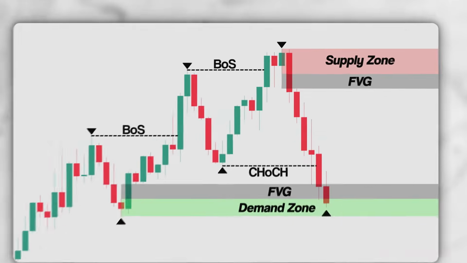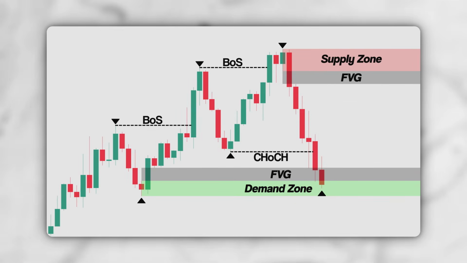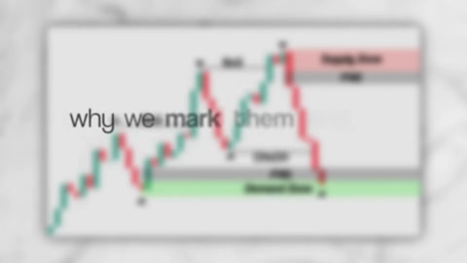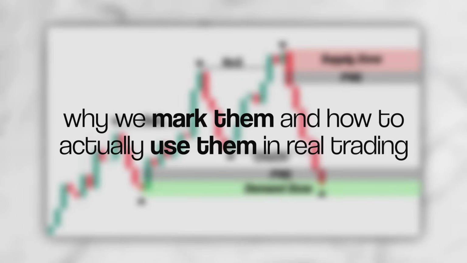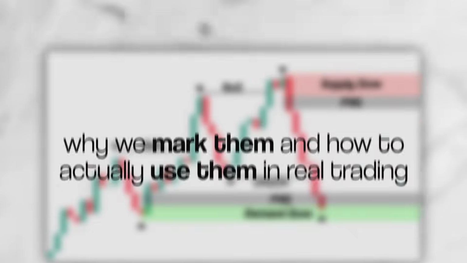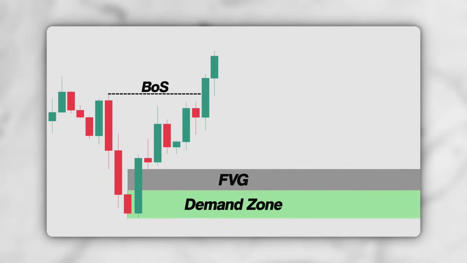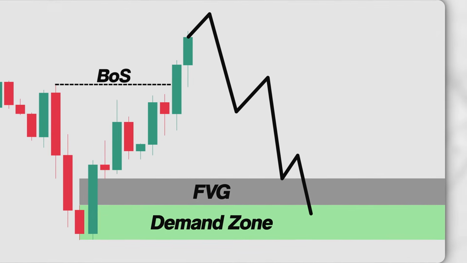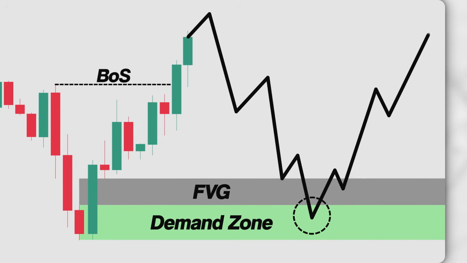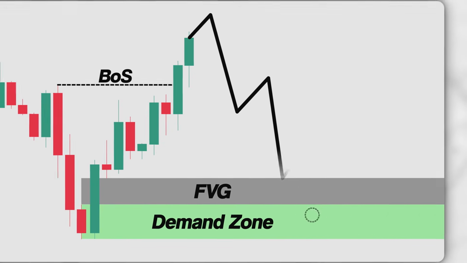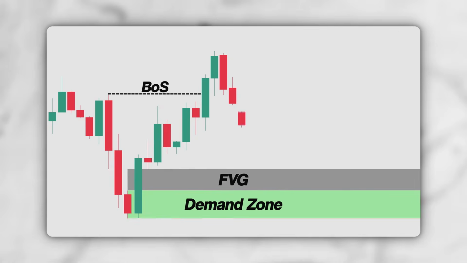Now that we understand how to identify valid supply and demand zones, let's talk about why we mark them and how to actually use them in real trading. Once we identify a valid demand zone, we expect price to return to that area in the future and react from it, driven by remaining buy orders inside the zone. In this bullish scenario, we can see price retracing back into the demand zone.